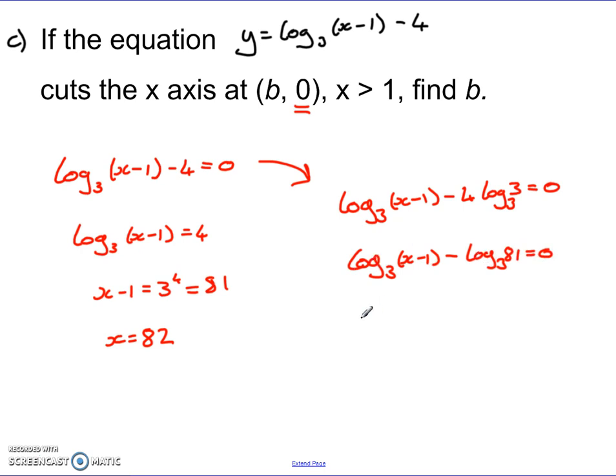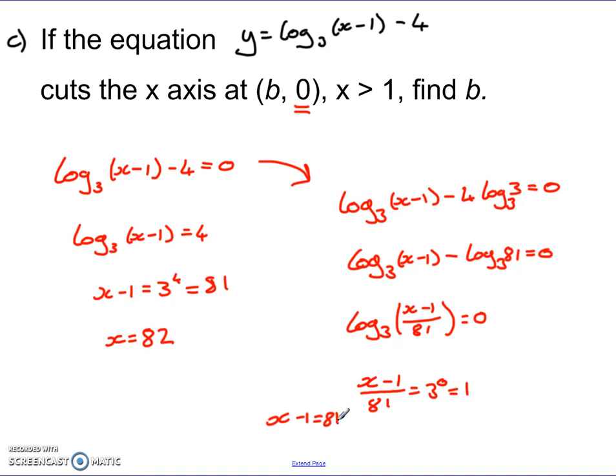Combine them both into one logarithm here, and I get log to the base 3 of x minus 1 over 81 equals 0. Shift this over here using our rules again, and we get x minus 1 over 81 equals 3 to the power of 0, which is 1. So we've got x minus 1 over 81 equals 1, multiply up to get the 81, I get x minus 1 equals 81, which then still gives me the same answer.